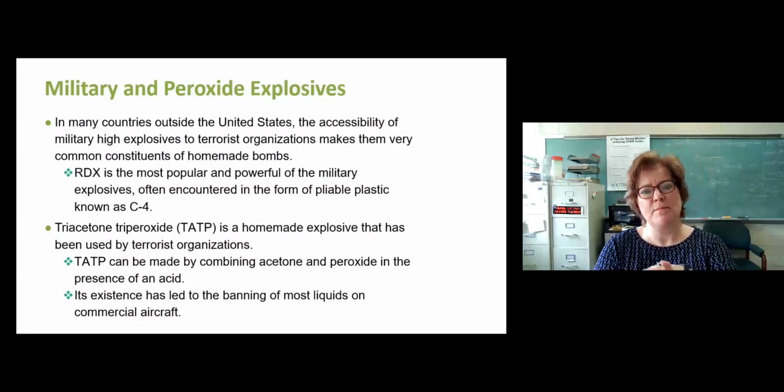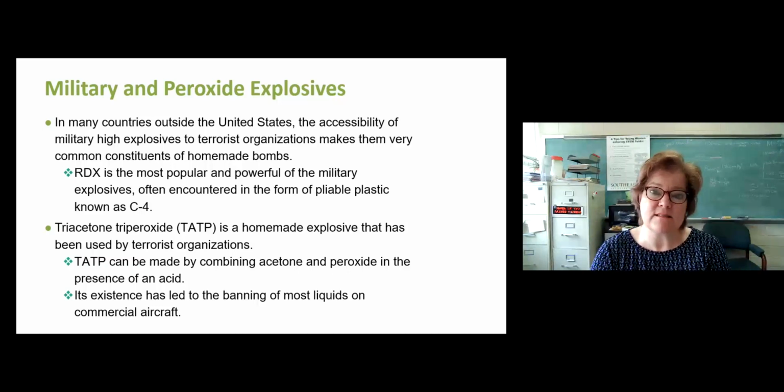And then we have our military and peroxide explosives. Most of these are in the high explosives category. So RDX is one possibility. And of course, these are things that are monitored because they are powerful and can be small. There are definitely possibilities of being used by terrorists.